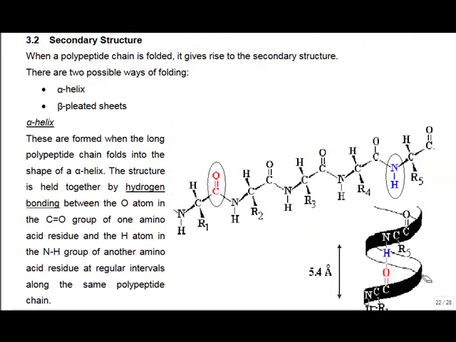For the secondary structure of protein, there are 2 possible ways of folding it by hydrogen bonding. One way is called the alpha helix, and the second way is called the beta pleated sheet. In the alpha helix, we can see that the long polypeptide chains are folded into the shape of an alpha helix, with hydrogen bonds between the carbonyl group of one amino acid residue and the hydrogen atom in the amino group of another amino acid at regular intervals along the same polypeptide chain.